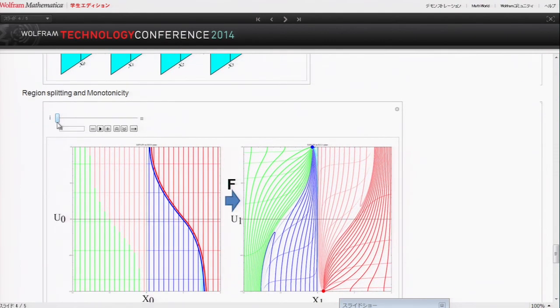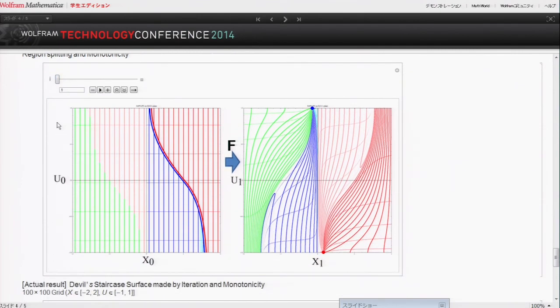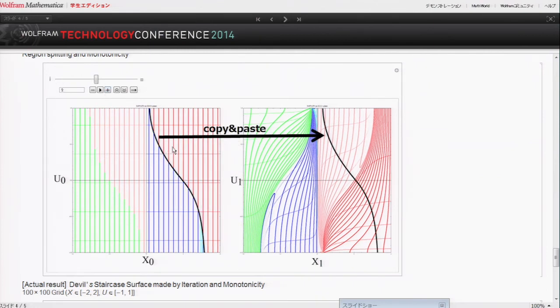And the one-time map explains the region splitting and monotonicity. Firstly, we copy and paste the boundary between red and blue, this curve, to this x1 u1 plane. So the next of this region is plus, and the next of this region is minus. So for this region, the next is plus, of course, and for this region the next is minus.